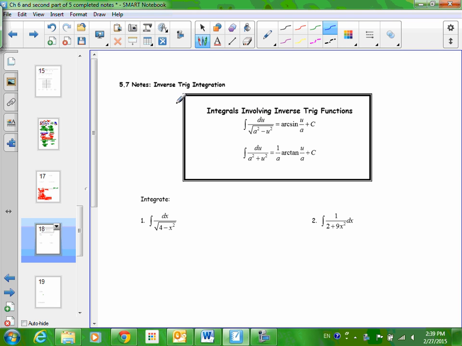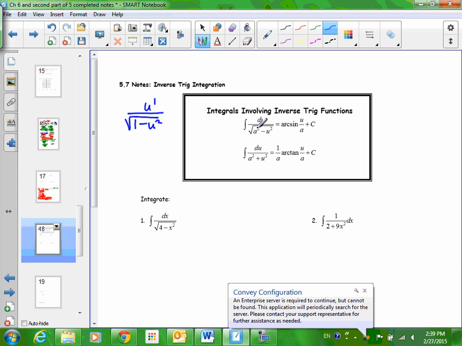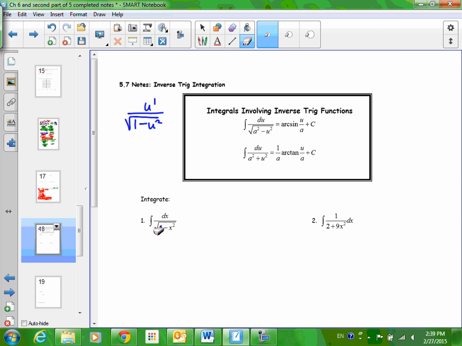Now remember, for arcsine, it was really u prime over square root of 1 minus u squared. Okay, do you see the big difference here? It's not 1, it's a squared. So I can already look at example 1 down here and I can see that, hey, that's not 1 minus x squared, it's 4 minus x squared. So that's something we're going to have to deal with.